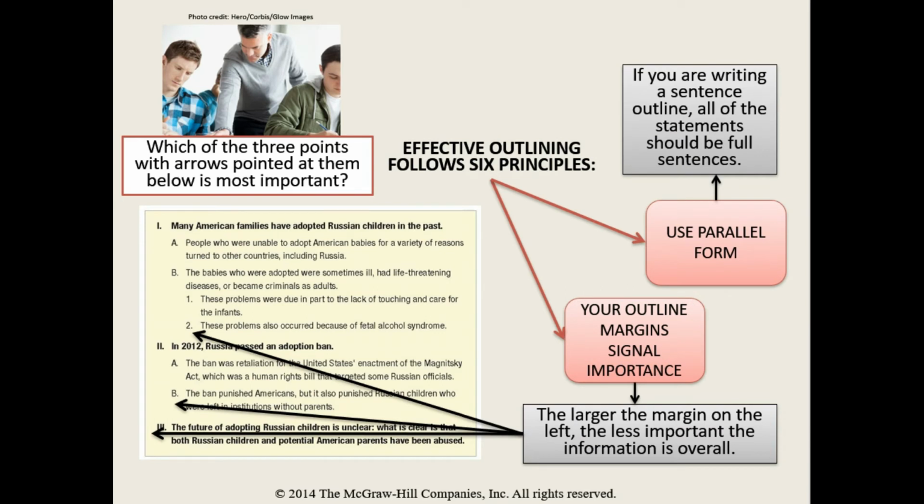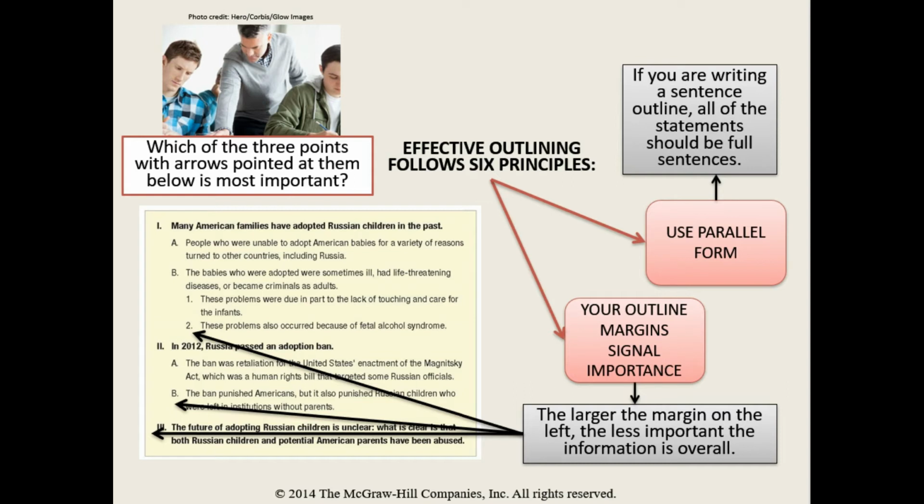Using parallel form sounds a little weird, but it's not. If you're writing a sentence outline, don't go to keywords. Don't go to paragraphs. Stick to the same form from line to line to line to line. So don't go keyword, full sentence, paragraph, keyword, full sentence, paragraph. If you start in full sentences, stay in full sentences. If you use keywords, stay in keywords.